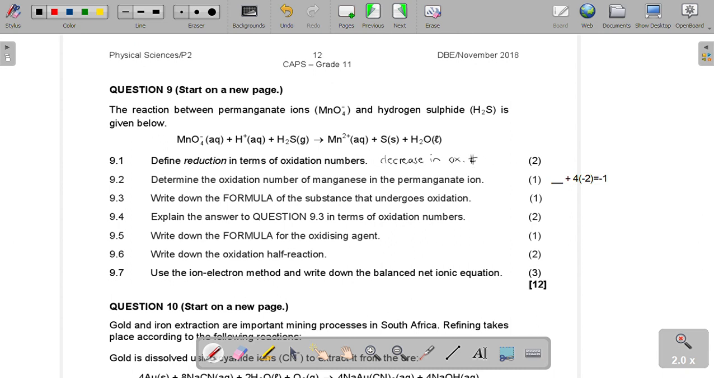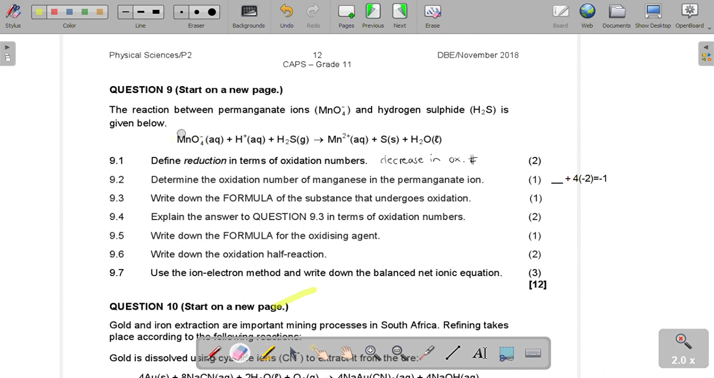Shorthand. Okay. Dan sê hulle vir jou bepaal die oksidasiegetal van die permanganaat ione, van manganese in die permanganaat ione. So we're looking at these ions. Okay, and that's one of the rules on the white notes that I skipped over because I knew we were going to do it here.